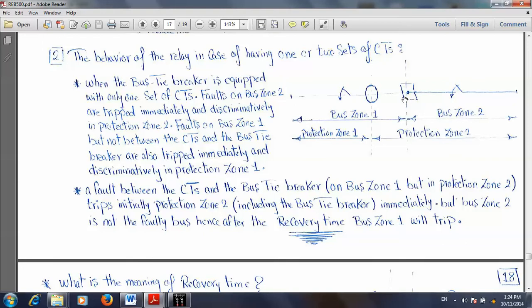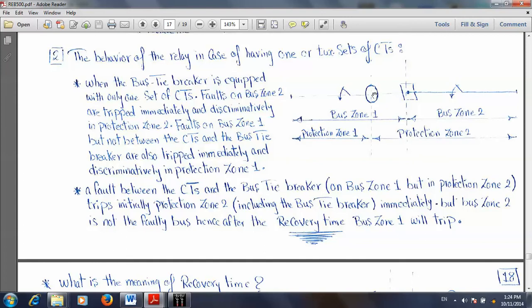Okay, but if we have a fault here between the circuit breaker and the CT, what will happen? As shown here in the graph, bus zone 1 is from here up to the circuit breaker, bus zone 2 from here up to the circuit breaker, and the protection zone 1 ended here at the CT, and also protection zone 2 from here up to the CT.